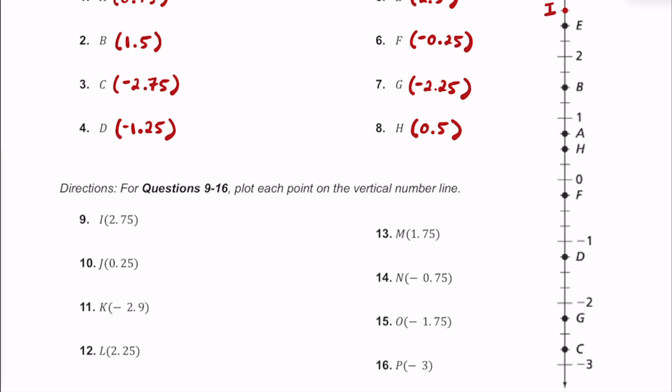And then for J, we have 0.25. So that's just going to be slightly higher than 0. So each of these is 1/4. So I'm going to put J right over here. Okay. And then for number 11, we have K, which is at -2.9.